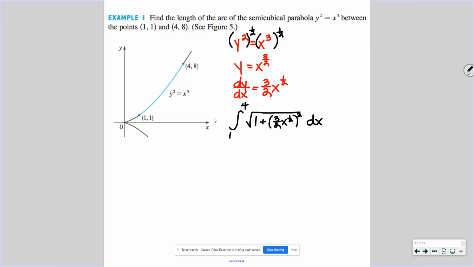From here, your job is just to solve this integral. So I think probably the best approach would be to try to simplify inside the radical first. So 3/2 squared is 9/4. x to the 1/2 squared would just be x.